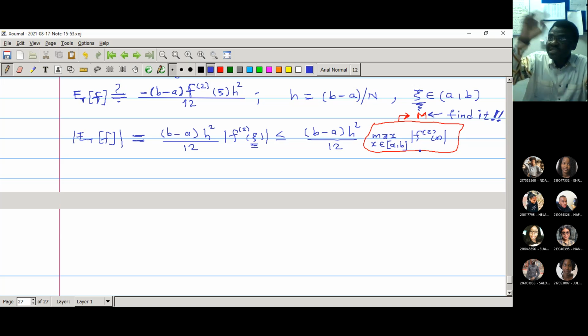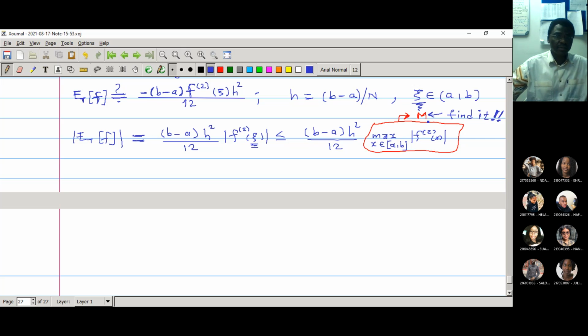There's no section where I will be teaching you how to find the extreme of a function. This one is a prerequisite. Please go back and read that. Otherwise, I will be wasting time. I will not cover what I'm supposed to cover. So I'm just insisting that you have to find the maximum of this. You have to find m.